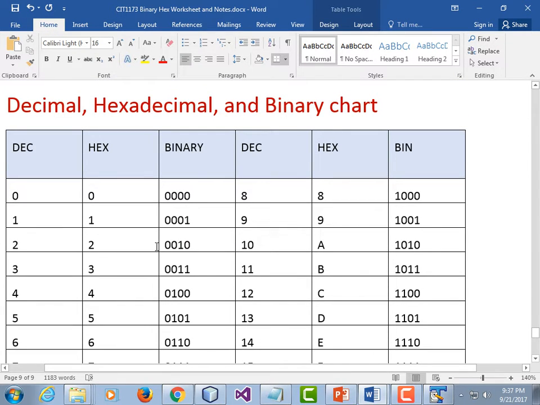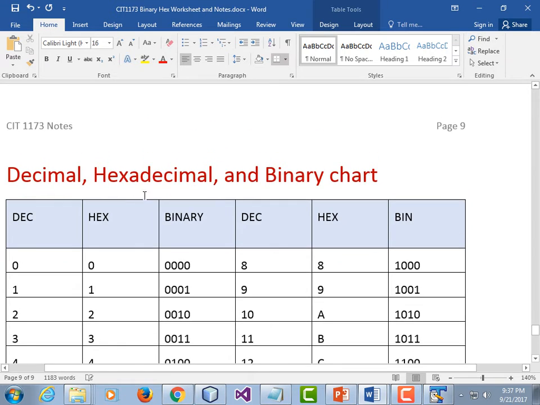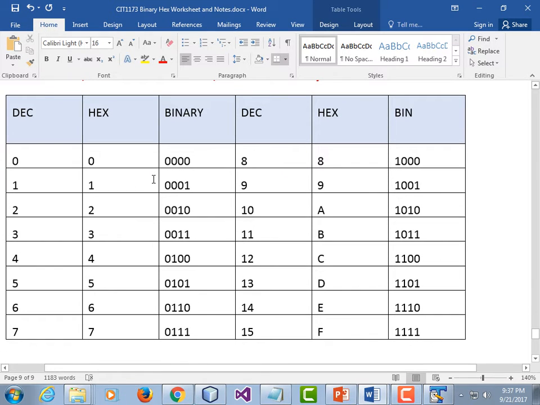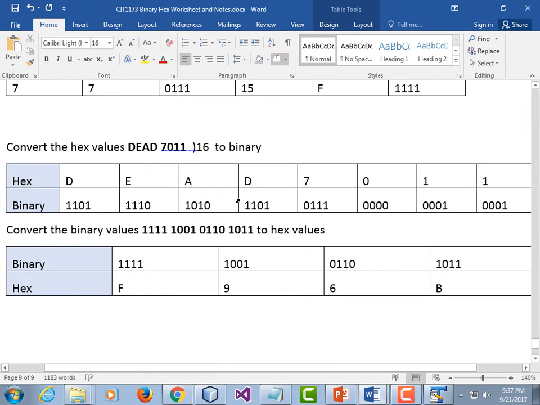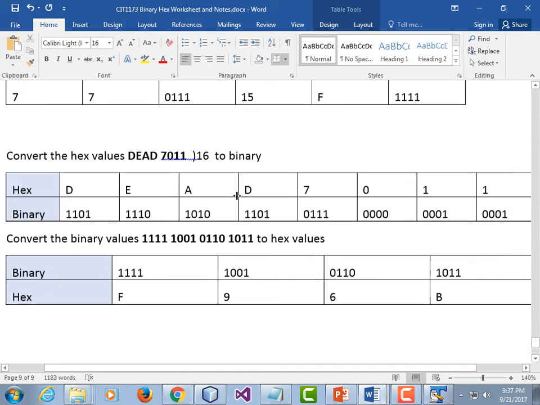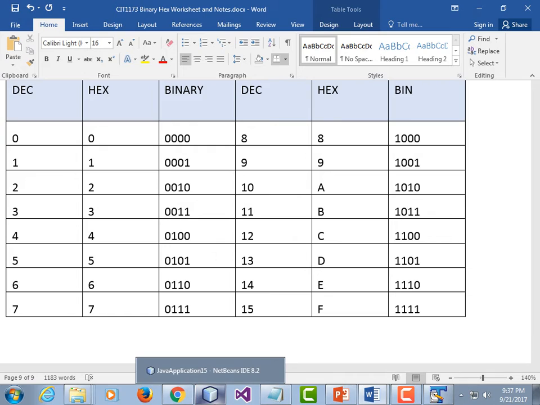Scroll to this page. Page 9. You'll see our lookup table. And I'll probably cut and paste this into the exam so that when you're taking the exam and I ask you to go from binary to hex or vice versa, you can do it easily. All right, gang. If you got your worksheet filled out, go ahead and save it and upload it. And we will consider ourselves done for the day.